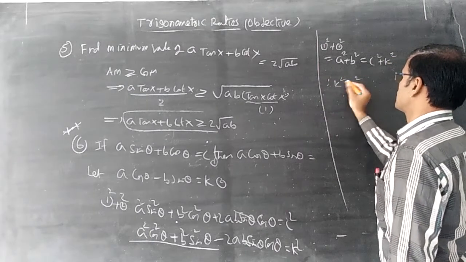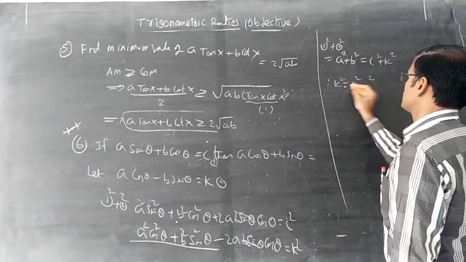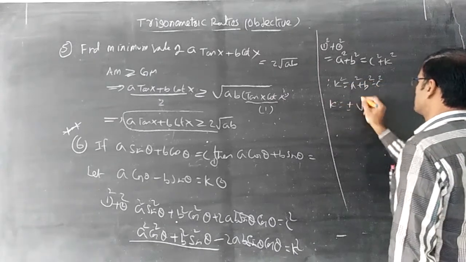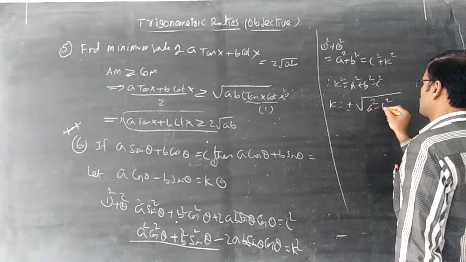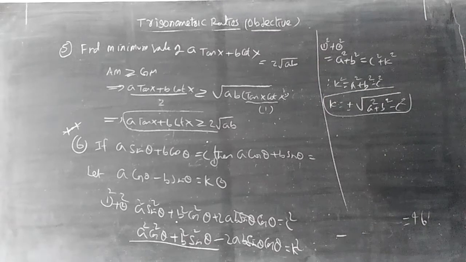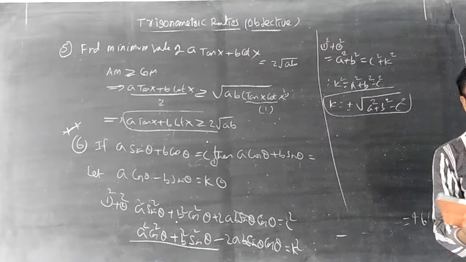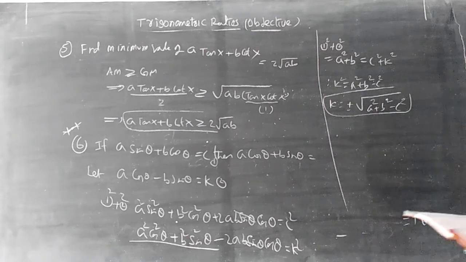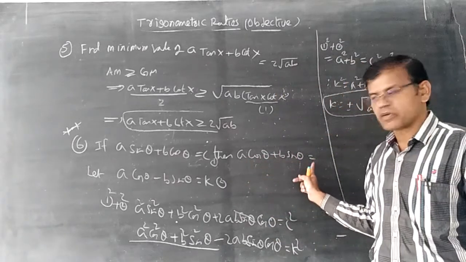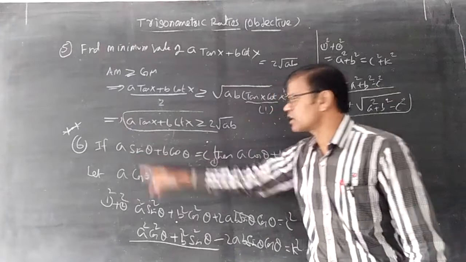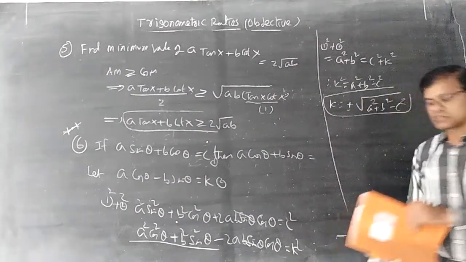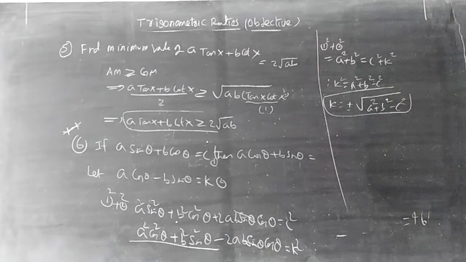Therefore you can understand K square is equal to A square plus B square minus C square. K is equal to plus or minus root of A square plus B square minus C square. I say this one as a formula. We should use this formula. Of course, not only this one. If A sin theta plus B cos theta is given as C, then you can say A cos theta minus B sin theta is also in the form of root of A square plus B square minus C square.